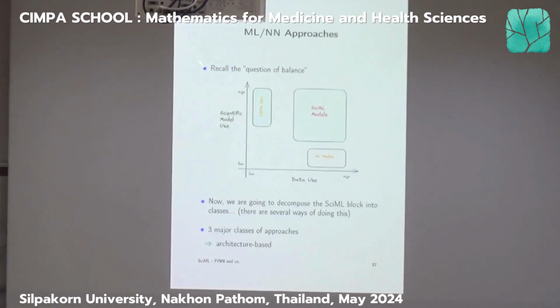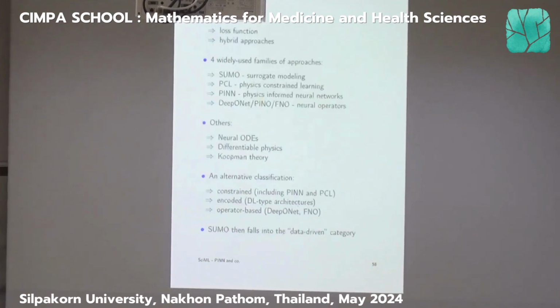Recall the question of balance. Using data only and no science, you get machine learning models. If you use science only and no data, you get computational science and engineering. If you use both, you get some kind of scientific machine learning, and that's the idea. There are different approaches: architecture-based, loss function-based, and hybrid approaches. I'm going to show you just the loss function, because we don't have time, but there are many different ways of combining, and here I have some examples.